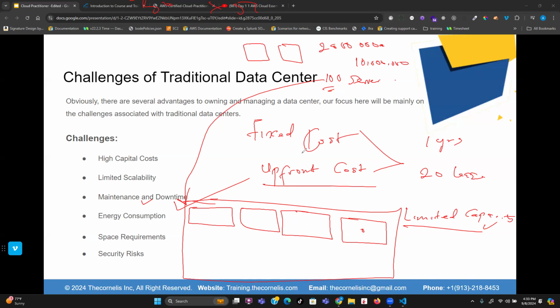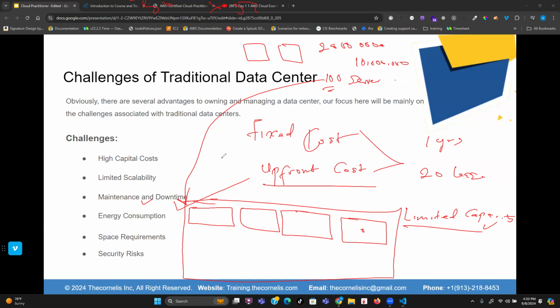Energy consumption. The data center, as I told you earlier, generates a lot of heat and uses a lot of electricity. So you also have to factor in all those costs. Space requirements, you need space to run these data centers. And finally, security is the number one thing, because you have all these servers.